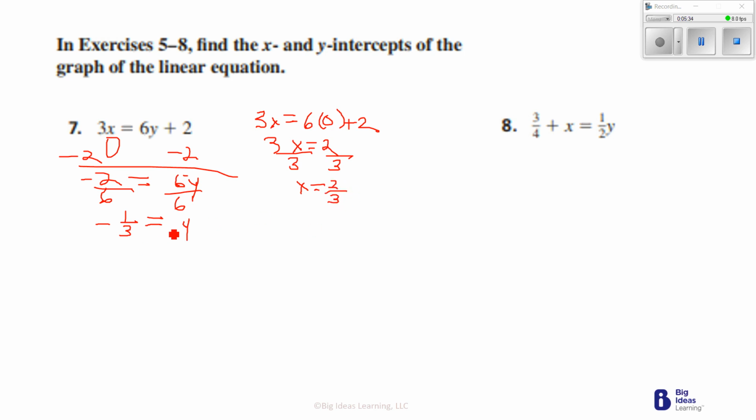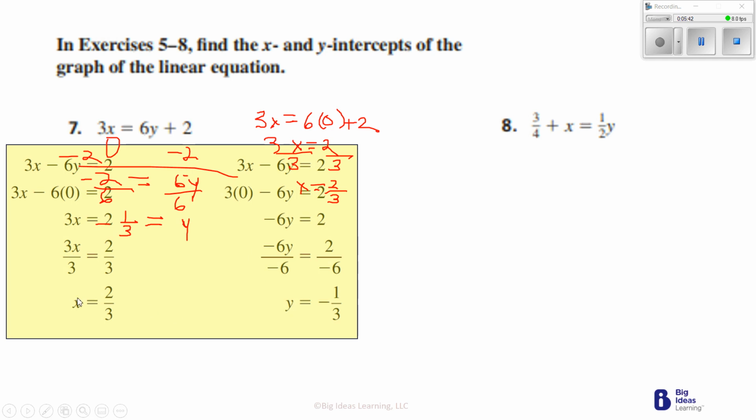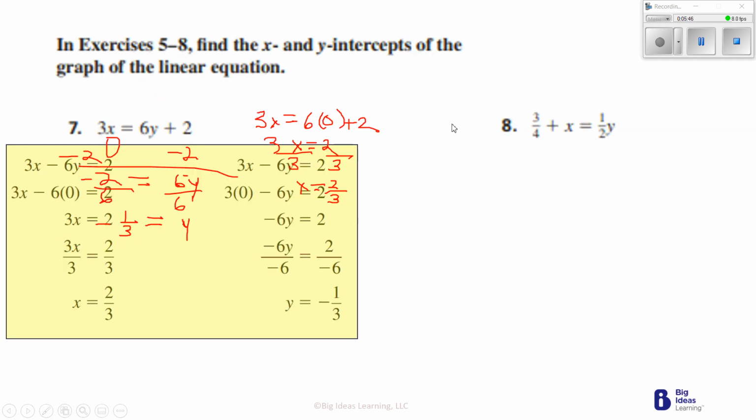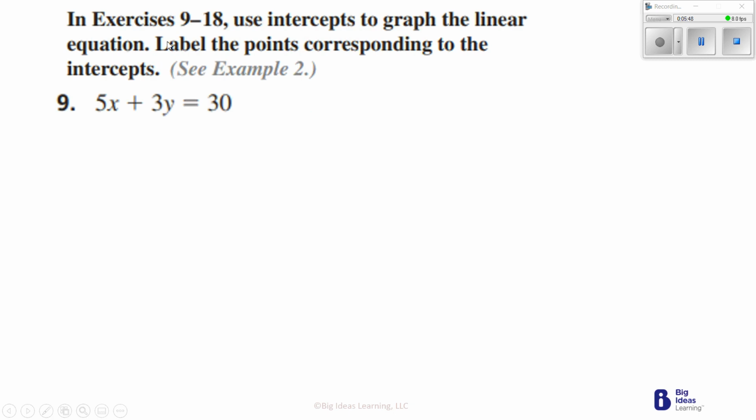Okay? So I'm showing y at negative 1/3 and x at 2/3 doing it the third way. Let's see how I did. X was 2/3 and y was negative 1/3. Okay, you have number 8 to do.